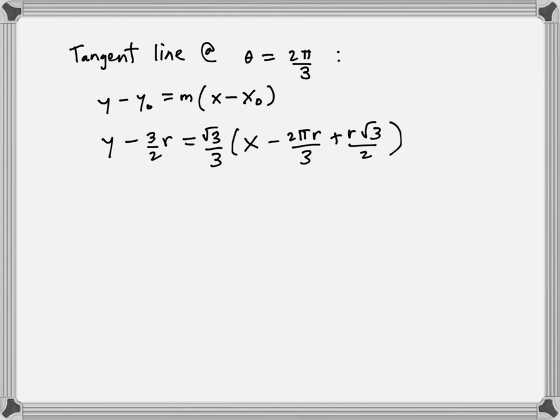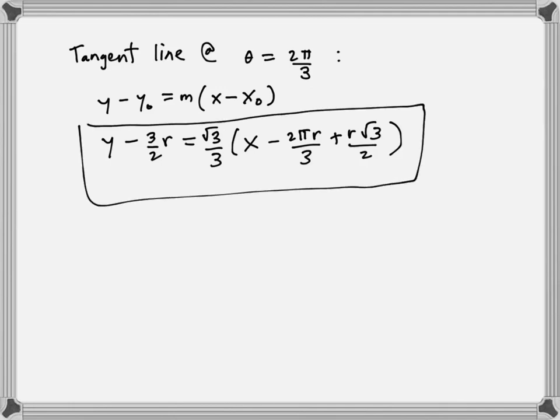And yes, we could do some simplifying there, but I'm just going to leave it alone. This is going to be how I leave my answer. Okay? So this is my tangent line at theta equals 2 pi over 3. All right, let's go to part B now.